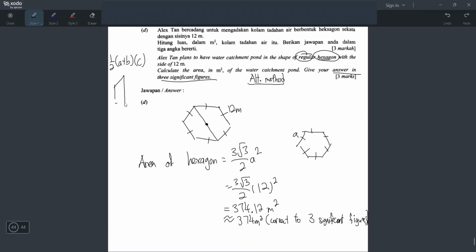And what is A, what is B, what is C? A and B are the two parallel sides. C is the distance, or you can also call it the height. Okay, height of the trapezium. So it means I need the length here. Can you tell me how I can find it?